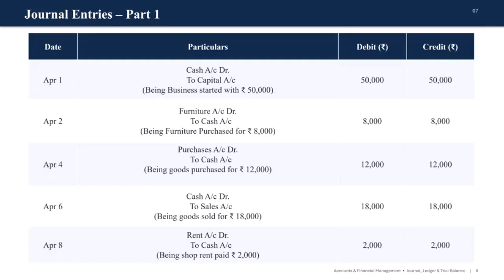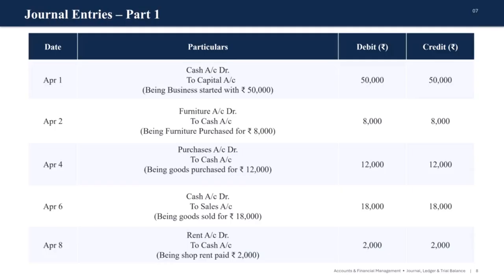This slide shows the first part of the journal entry, prepared from the business transactions. Now let me explain each transaction one by one. On April 1st, the owner started the business with 50,000 in cash. So cash account is debited because cash comes into the business, and capital account is credited because it is the owner's investment. On April 2nd, the business purchased furniture for 8,000 in cash.